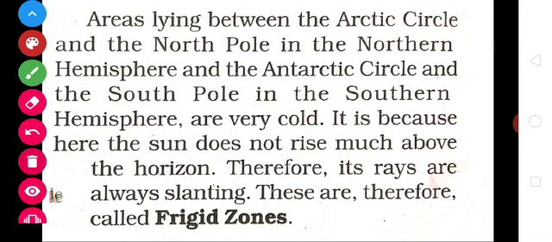And then frigid zones. Areas lying between the Arctic Circle and the North Pole in the northern hemisphere and the Antarctic Circle and the South Pole in the southern hemisphere are very cold. In both hemispheres they have a very cold climate, because here the sun does not rise much above the horizon. Therefore, its rays are always slanting. These are therefore called frigid zones.